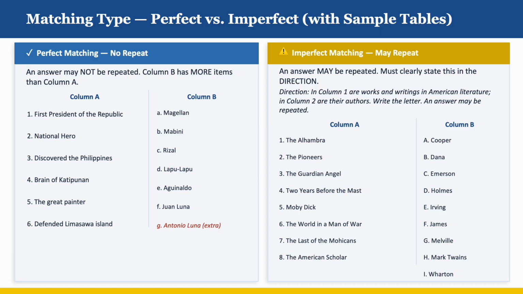So, the key takeaway is to always state in your directions whether answers can be repeated. Never leave students guessing about the rules of the test itself. That is applicable in all types of tests. Instructions should be given clearly, briefly and concisely.